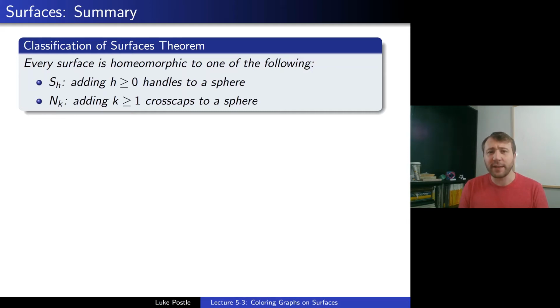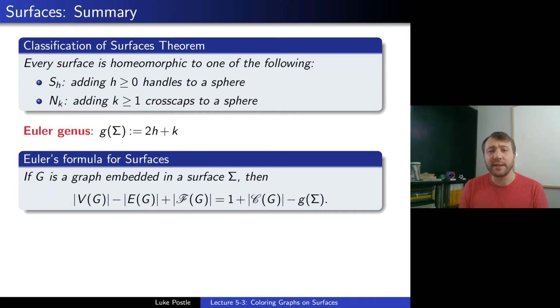We discussed that theorem. We also, at the end, discussed the Euler genus of a surface as being equal to 2h plus k, where h would be the number of handles and k would be the number of cross-caps. And then we discussed Euler's formula for surfaces: if G is a graph embedded in a surface sigma, then V minus E plus F is equal to 1 plus the number of components minus this Euler genus. And that's why we define the Euler genus as such, to make this formula work.